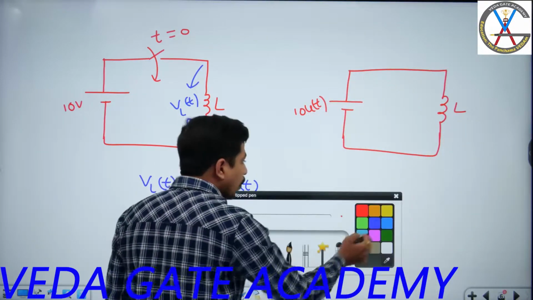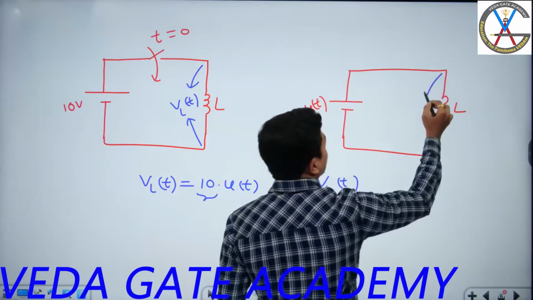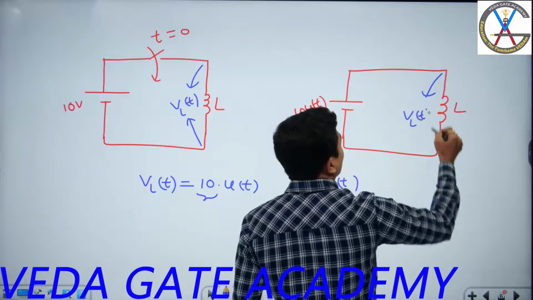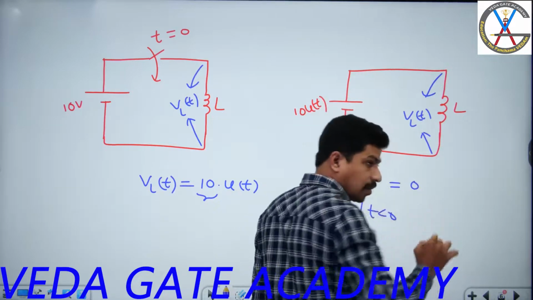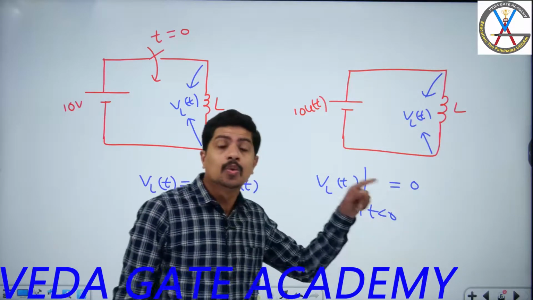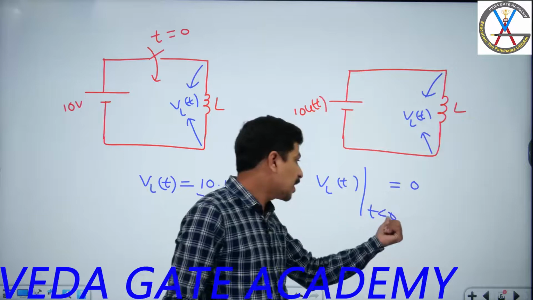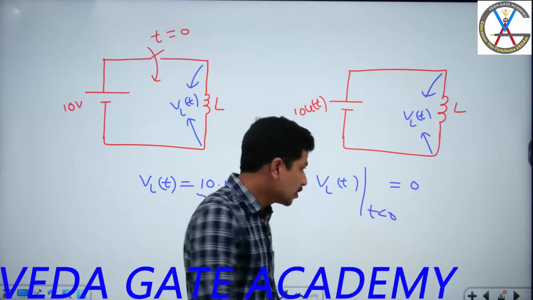Here, tell me, what is the voltage across the inductor? VL of t. Tell me, what is VL of t for t less than 0? Equal to 0. Why? Because what's the input? 10 into u of t. U of t is equal to 0 for t less than 0. Therefore, the voltage across the inductor is 0 for t less than 0.